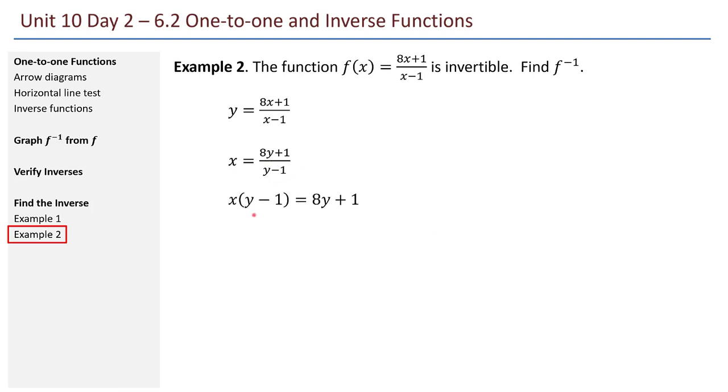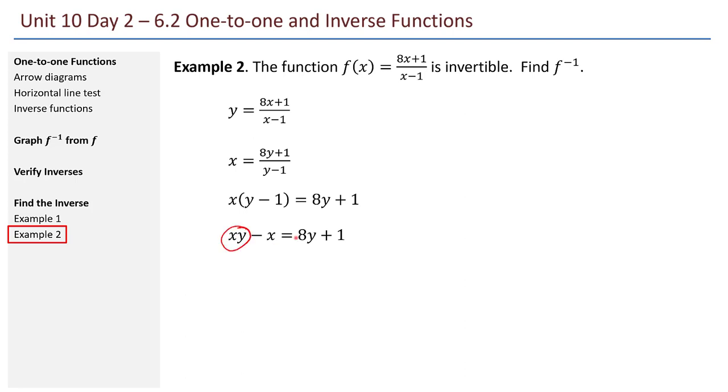And so we get x times y minus 1 equals 8y plus 1. And now let's expand that left-hand side. So I'm distributing the x. So xy minus x equals 8y plus 1. And now this is good. I've gotten rid of fractions and I've expanded everything. Let's recall our goal. Our goal is to solve for y. I want y by itself on one side of the equation.